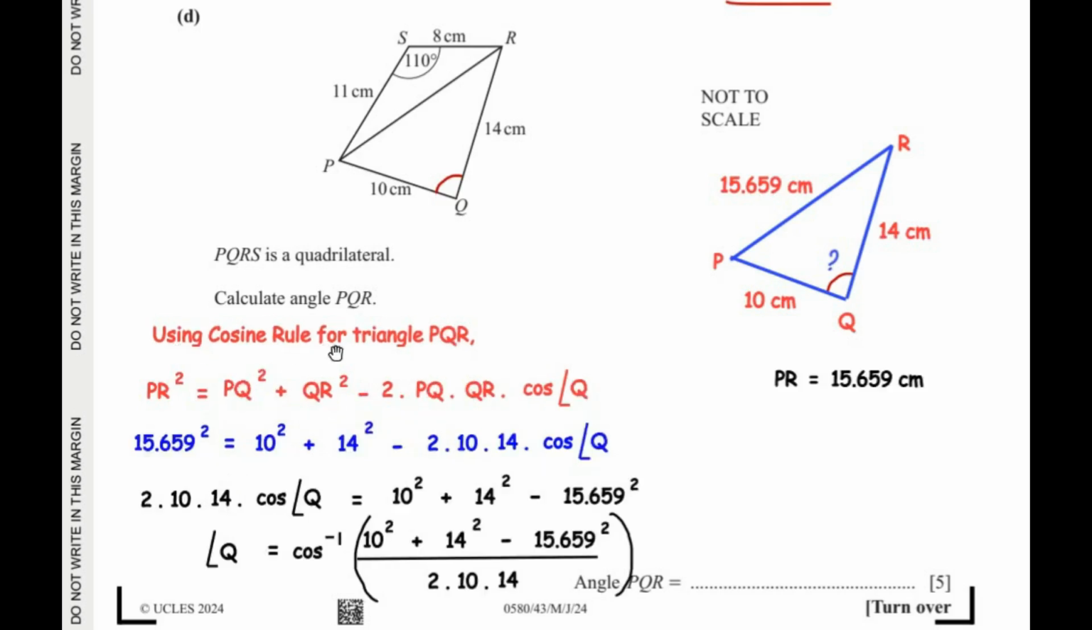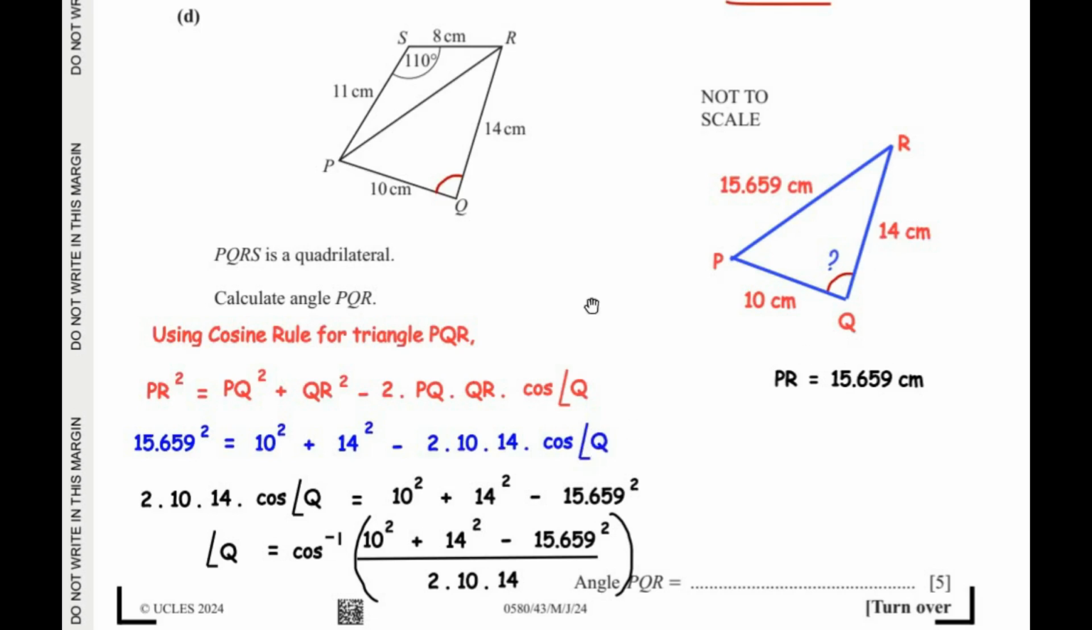So here, using the cosine rule for the triangle PQR, since we are finding the angle Q, we are going to write PR squared on the other side of the equal sign, which is opposite to the angle Q. So PR squared is equal to the sum of the squares of the other two sides, that is PQ squared plus QR squared, minus 2 times PQ times QR times cos of angle Q, which we need to find out. Now substituting their respective values, we had got the value of PR as 15.659, so we have written it over here. Squared is equal to 10 squared plus 14 squared minus 2 times 10 times 14 times cos of angle Q.